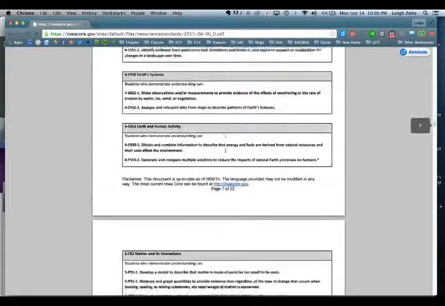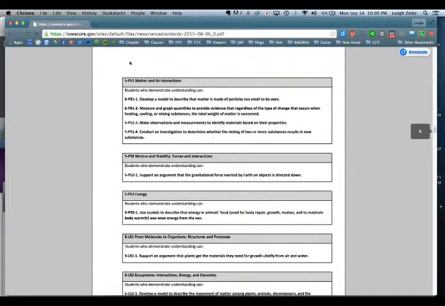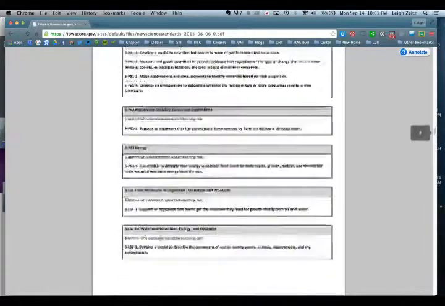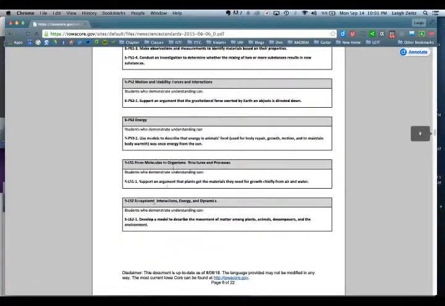Sorry if you get seasick on the way. And down here in the 5th grade, it talks about matter and its interactions, motion and stability, energy, molecules and organisms, ecosystems. Actually, I want to do this one right here. Support an argument that plants get the materials they need for growth chiefly from air and water.